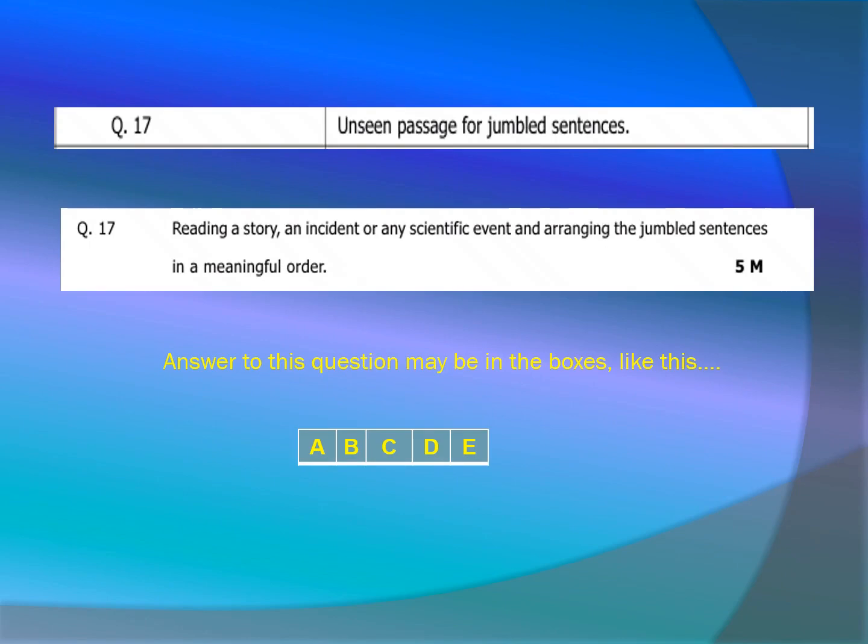The last question under this academic standard will be question 17. It is about unseen passages for jumbled sentences. Here, a story or an incident or any scientific event is given in the form of a passage, and the student has to arrange the jumbled sentences in a meaningful order. The question to answer may be written in boxes like this, as shown in the slide, and the teachers are advised to show this to the students.